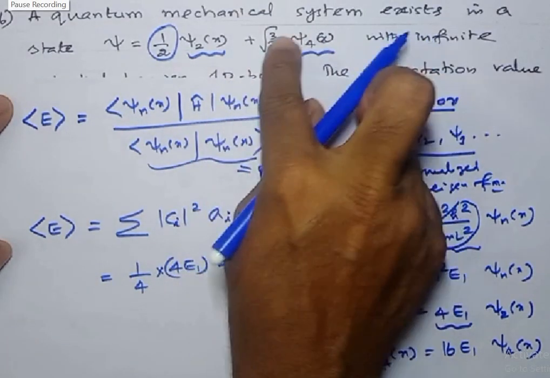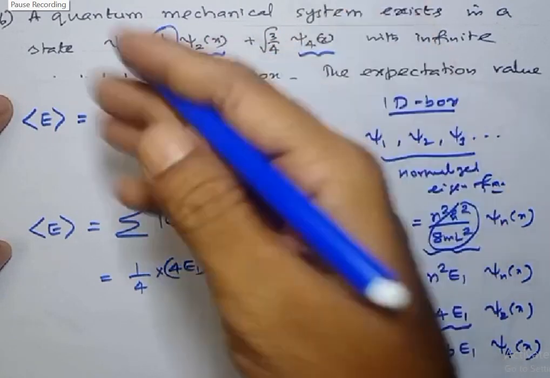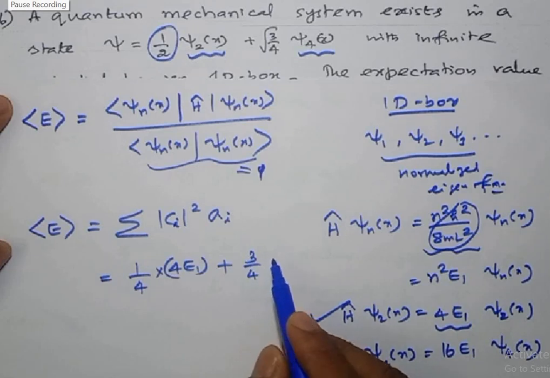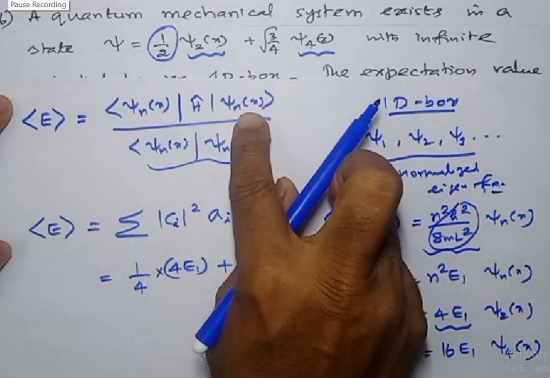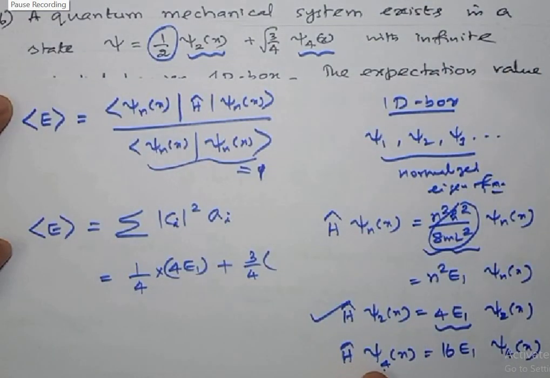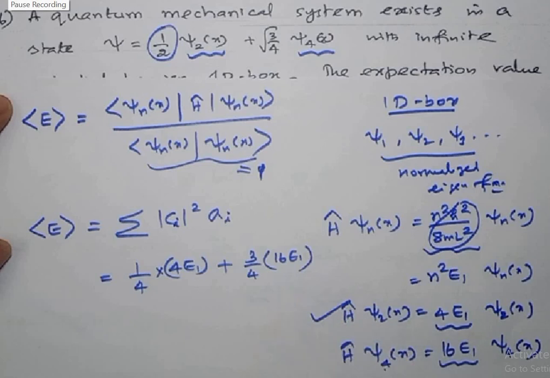then take the second quantity. Here the coefficient is square root of 3 by 4. Take the square, which gives 3 by 4, into the eigenvalue of psi 4 of x. If you apply the Hamiltonian operator on psi 4, I get 16 into E1 as the eigenvalue. Substitute that eigenvalue here, 16 into E1.